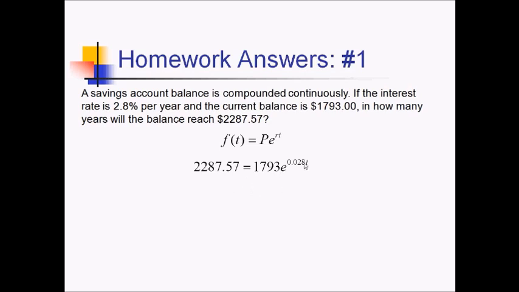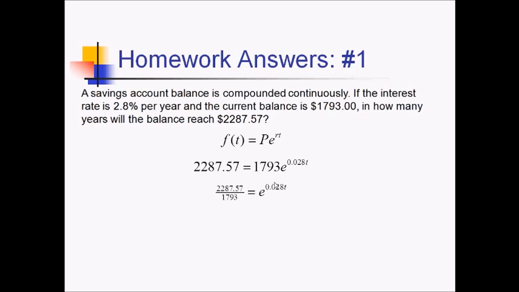Now we just have to solve for T. So to do that, we isolate the exponential term. So dividing both sides by 1793. And at this point now, to get this variable out of the exponent, we have to take the log of both sides. Since I've got e in this problem, I'm going to take the ln of both sides.